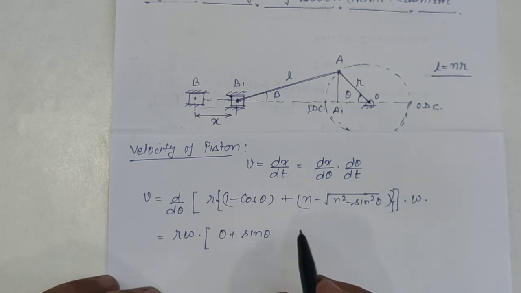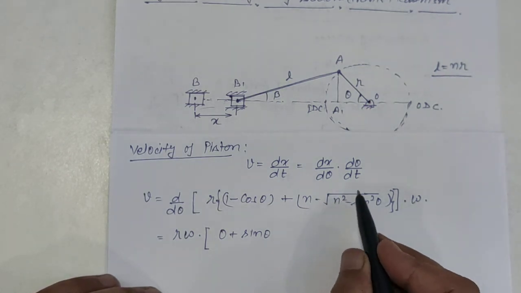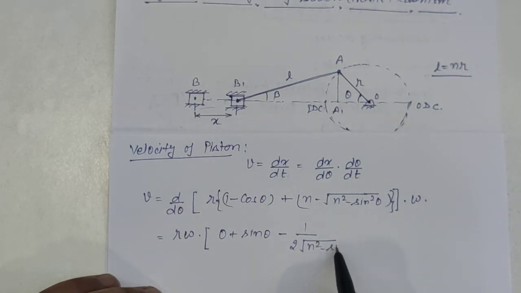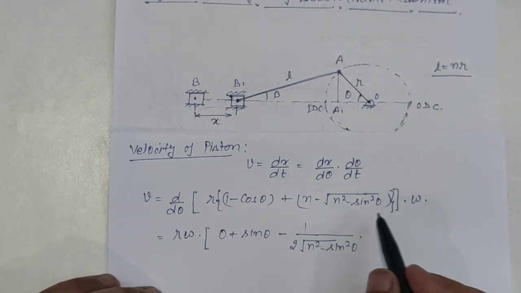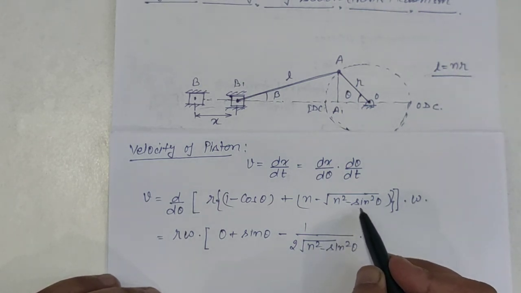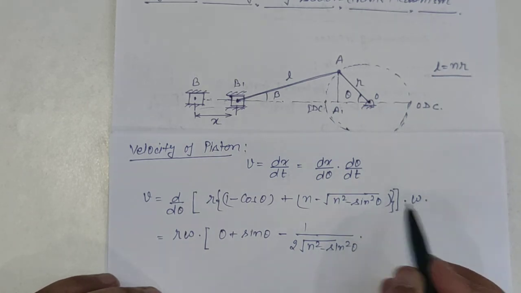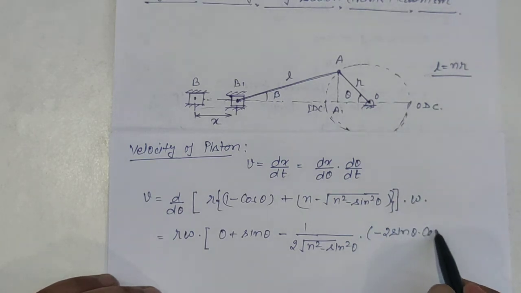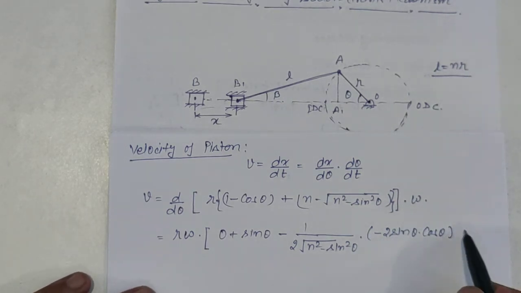Now we have to differentiate the square root term. The derivative of √x is 1/(2√x), so with the minus sign we have 1/(2√(n² - sin²θ)). Then the derivative of the inside part: n² is 0, and the derivative of -sin²θ is -2 sin θ times cos θ.